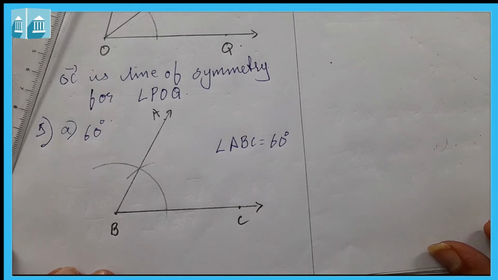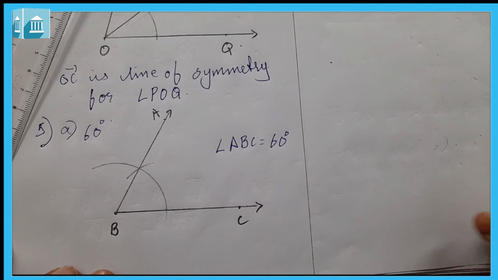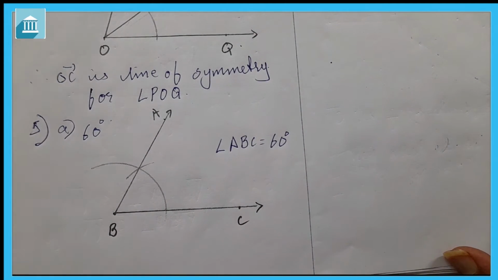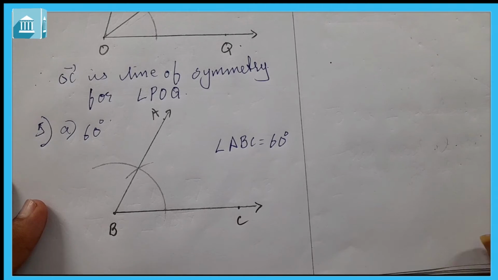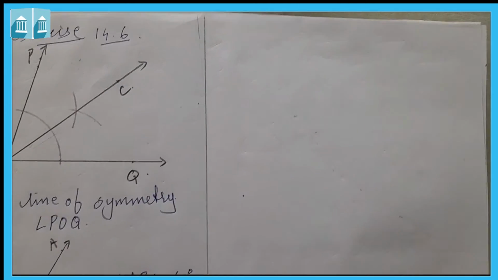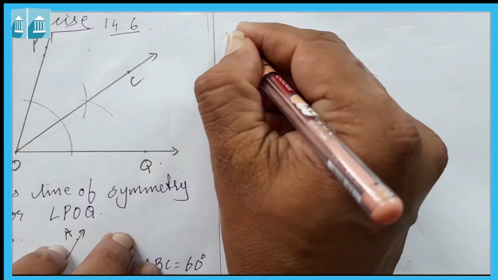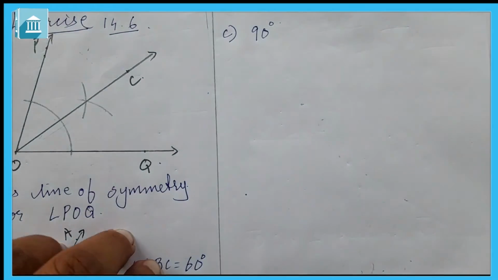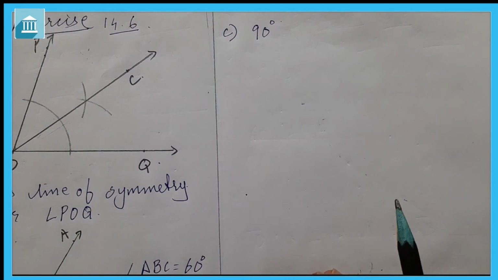Now in the same way, for 30 degree, you can bisect it and draw 30 degree. Now let us see angle C, that is 90 degree. Angle C, let it be 90 degree. So for 90 degree also, first we need to draw one line.